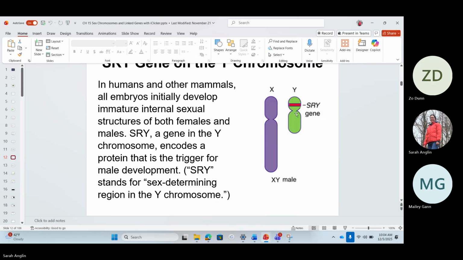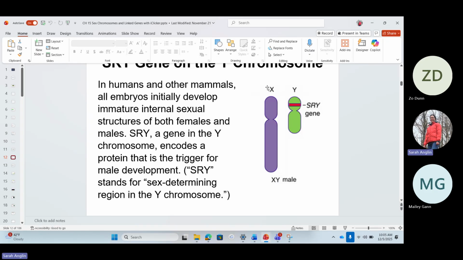The Y chromosome is much smaller than the X. And typically, the Y chromosome contains our SRY, or some people call it the SRY gene. And this gene, once expressed, produces the proteins necessary to trigger the development of testes.